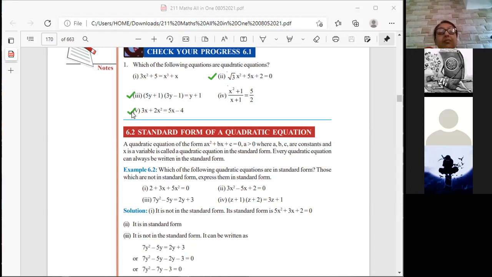Teacher, third one is also a quadratic equation. Yes, because we're going to multiply, no? So we're going to get squared, no? 5y multiplied by 3y is going to give you a square, no? 15y square. So you're going to get a square there. Correct?